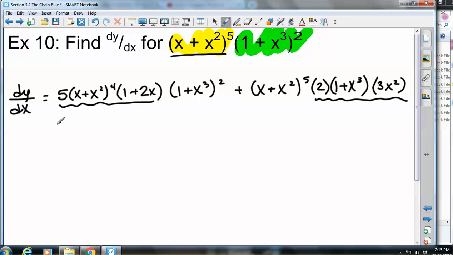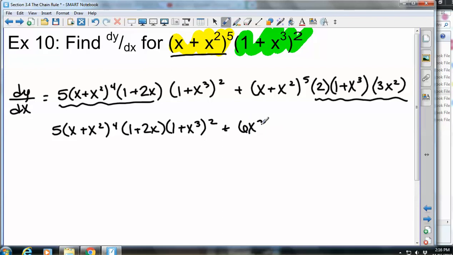Clean up as much as you can. There's not a whole lot we could do. For the first one, if you wanted, you could distribute the 5 through the 1 plus 2x, because it doesn't have an exponent, but you don't have to do that. This one, at the very least, I would like for you to multiply the 2 and the 3x, and just go ahead and pull that 6x squared out in front.